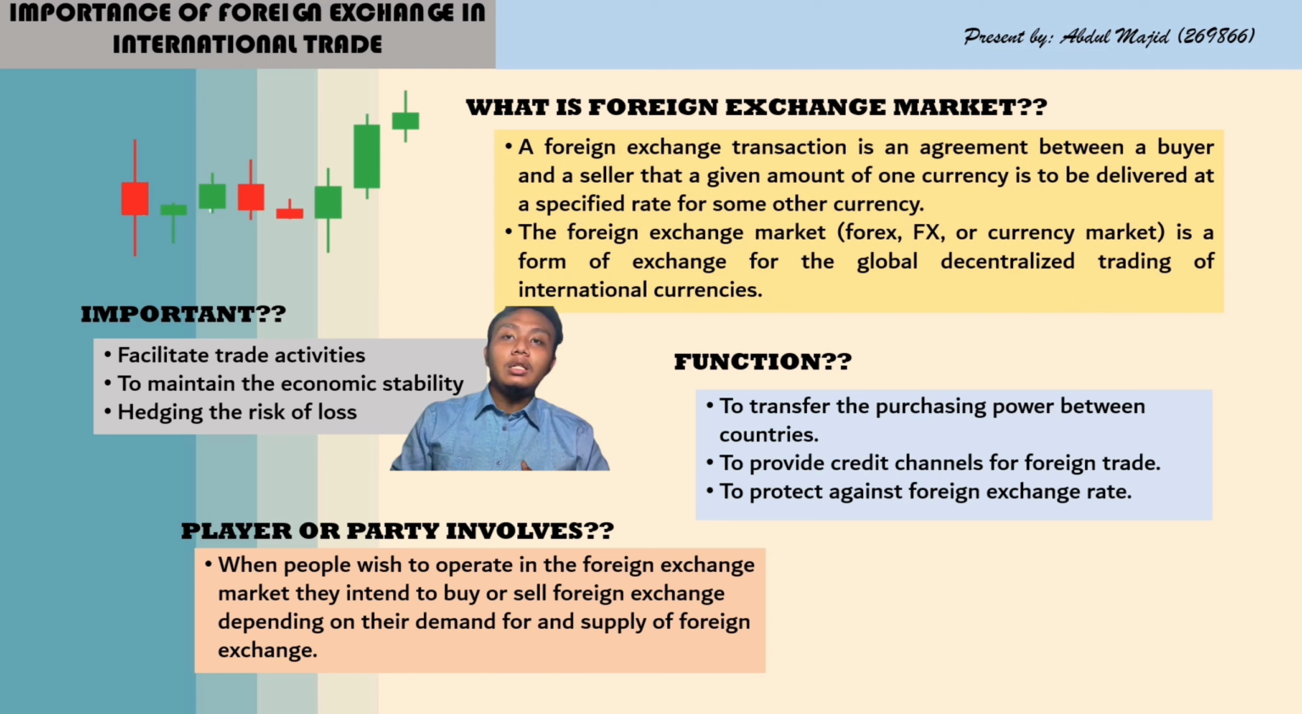Another importance is to maintain economic stability. As an example, as we know, Malaysia is very rich in raw materials such as rubber, but the United States doesn't have this raw material to build cars in the car factory, but they have a lot of technology. So Malaysia needs cars, but the US also needs rubber. So international trade, I mean foreign exchange, maintains economic stability by enabling the exchange of goods, rubber and cars, using foreign exchange.